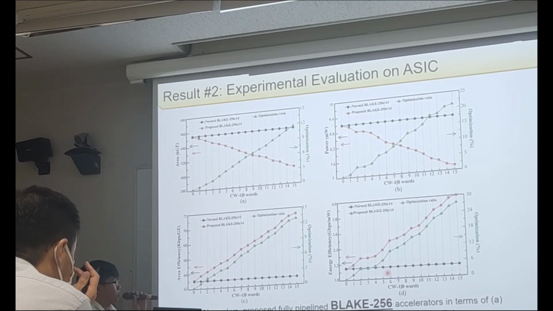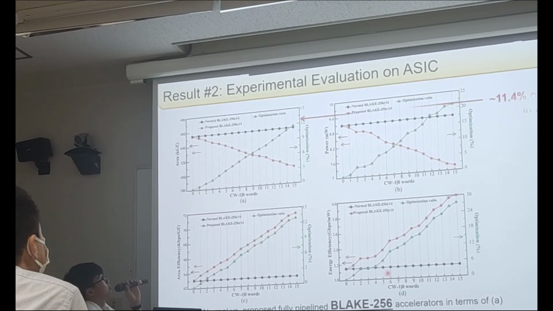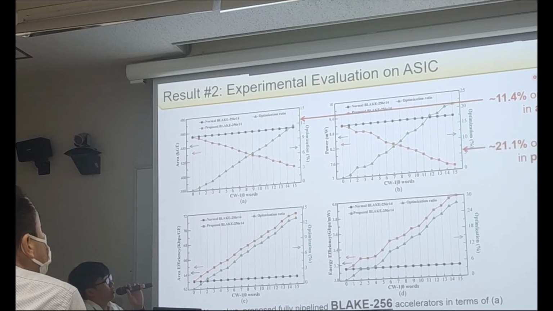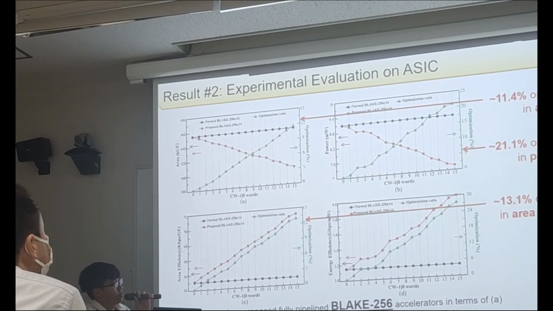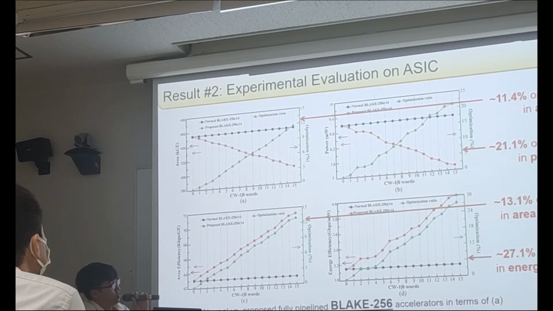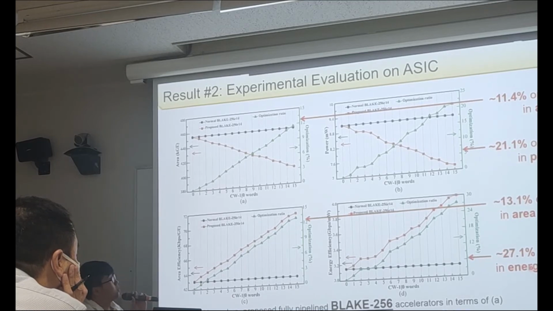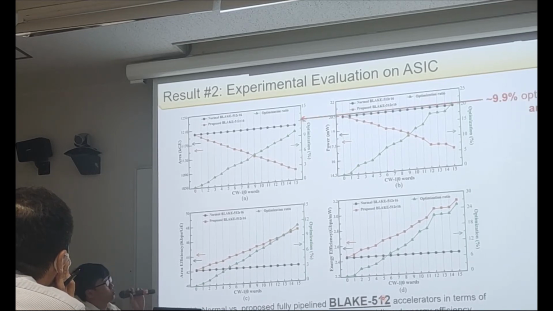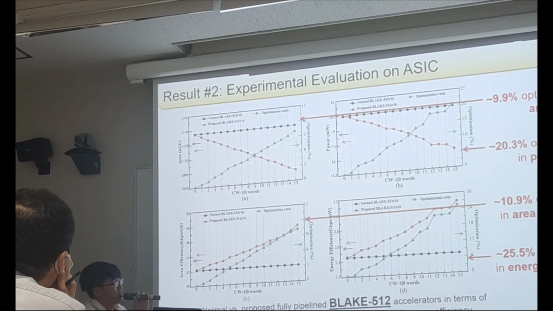Now how we check how the ideas 2 and 3 improve the performance and improve the error and power. As you can see here, when you check it, it can be up to 11.4 optimization in error, and in power it's like 21.1% optimization in power, and also 13.1 optimization in error efficiency, and 27.1% optimization in energy. This here is error efficiency, and here is the energy efficiency. And similar to the BLAKE 256, here I just analyzed the BLAKE 512, and the result is also very good in the error and power and error efficiency, and also energy efficiency.